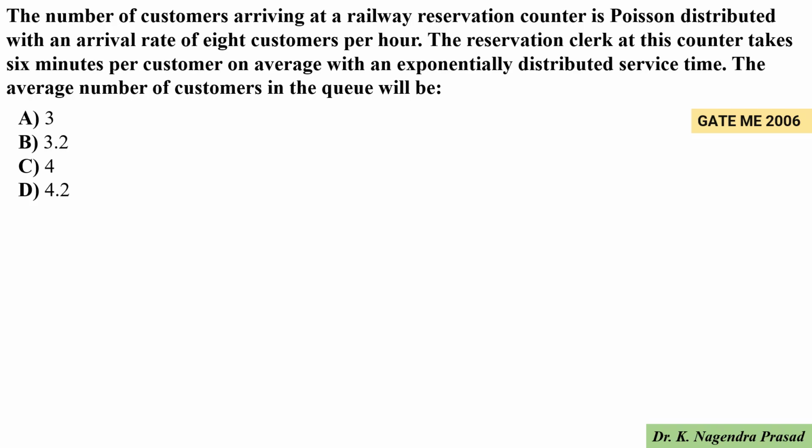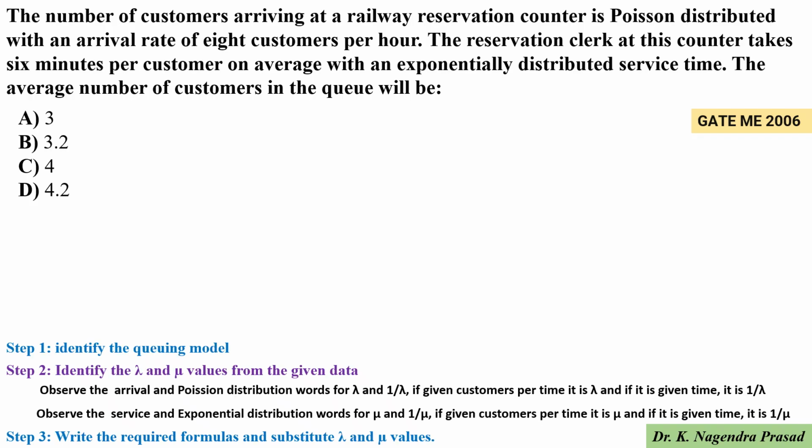So let's see the next question. The number of customers arriving at a railway reservation counter is Poisson distributed with an arrival rate of 8 customers per hour. So here it is the arrival rate of 8 customers per hour, which is nothing but lambda. So the lambda value equals 8 customers per hour.